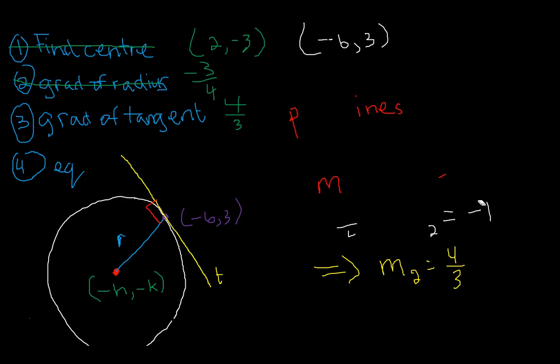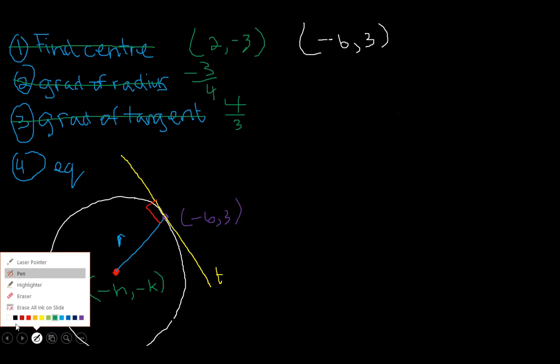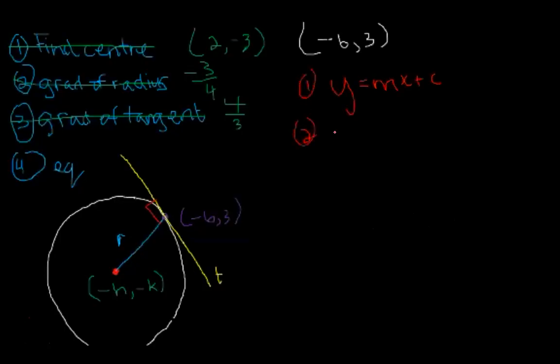Final step. If you don't understand something, please let me know. So we finished the third step, and now is the fourth and final step. Find the equation. We know the two methods. Y is equal to mx plus c. Second method, y minus y1 is equal to m brackets x minus x1. Last time we used the first one, so let me use the second.